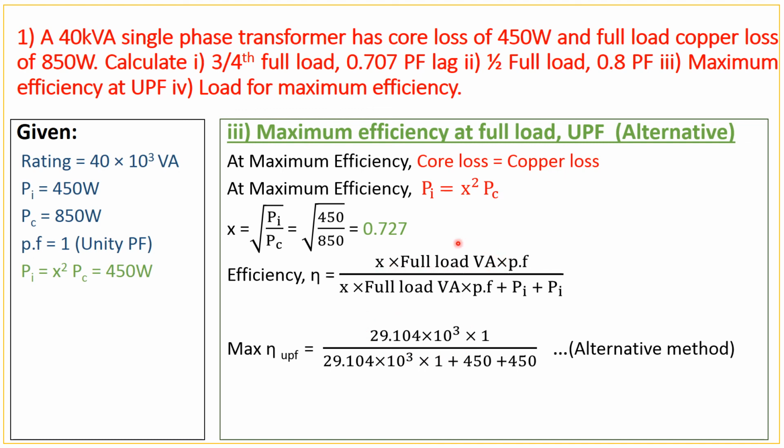So directly you can find the load for maximum efficiency and you can substitute it as x into full load VA directly here, instead of doing 0.727 into 40 into 10 to the power 3. So directly you can substitute 29.104 if you have found this before finding this. So this is the only small change which I wanted you to know. And again, this is for 450 plus 450, or you can take it as 2 into 450.